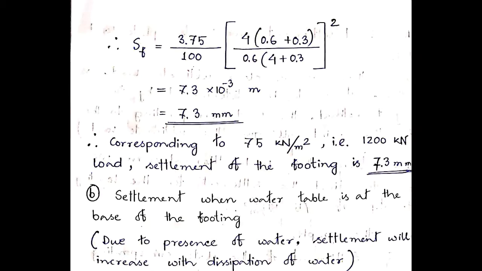In question 5b, we have to find the settlement when water table rises up to the base of the footing. Now remember that water table correction factors are always less than 1. In case of bearing, what we did, we multiplied with the water table correction factor because the bearing capacity always reduces due to presence of water. In case of settlement, what will happen? The settlement value will increase due to presence of water table. Therefore, we have to divide with the water table correction factor.